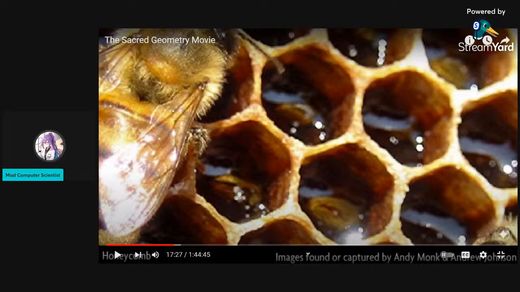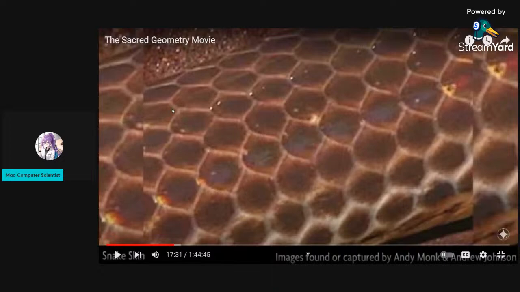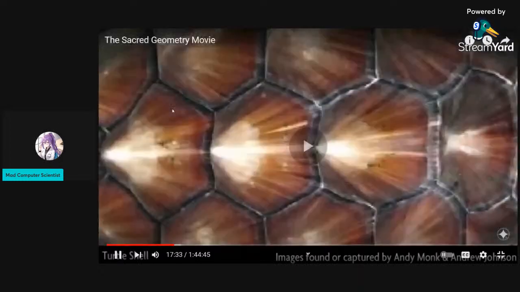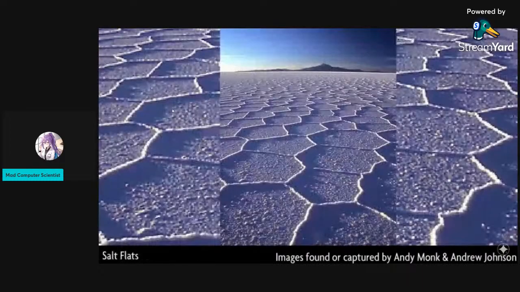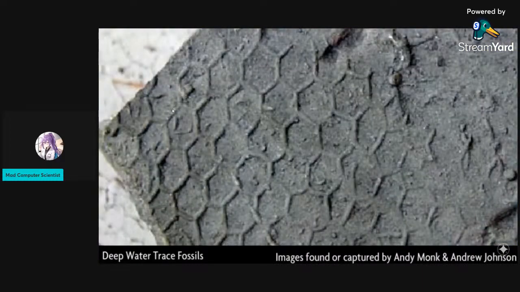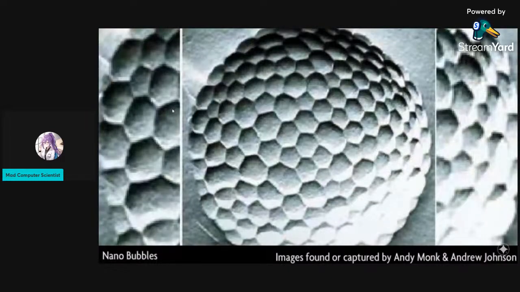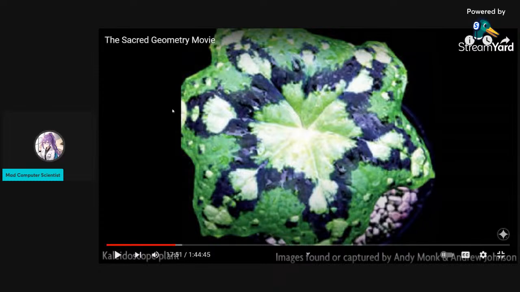Okay, Jordan, so far only one of those is a hexagon? I have no idea if those are hexagons. Okay, yes, those are hexagons. My gosh, is his music annoying.